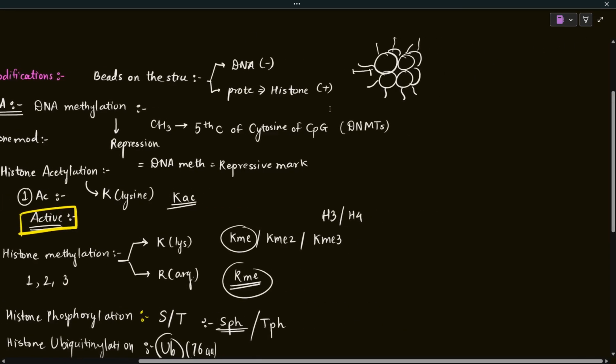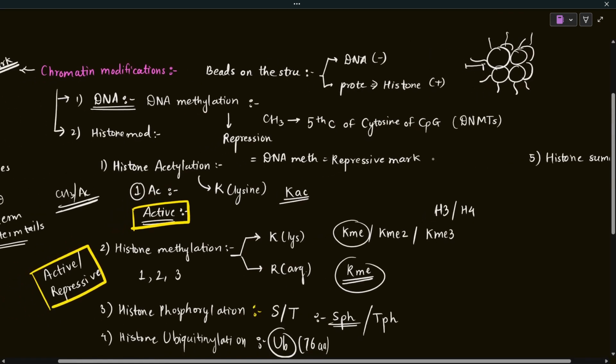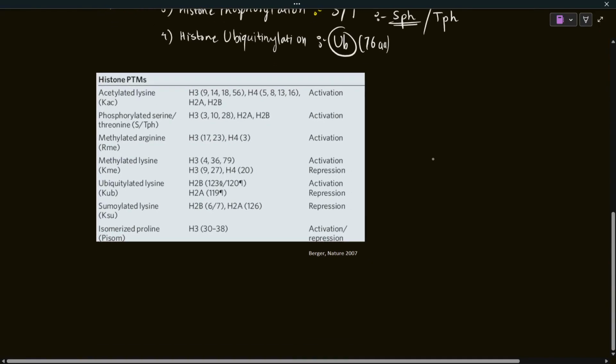The next type of histone modification is histone sumoylation, the addition of a SUMO group on the histone. So these are the different types of histone modification. I found this nice chart in a paper published in 2007. If you want, I can put the DOI in the comment section below. This discusses all of the histone modifications in brief, so let's learn about them.